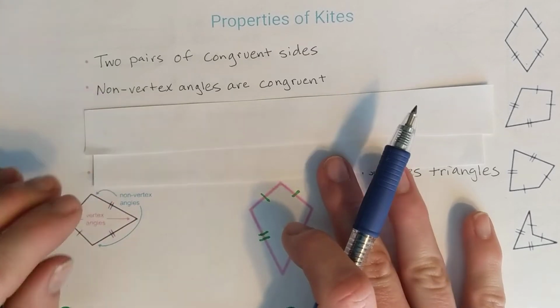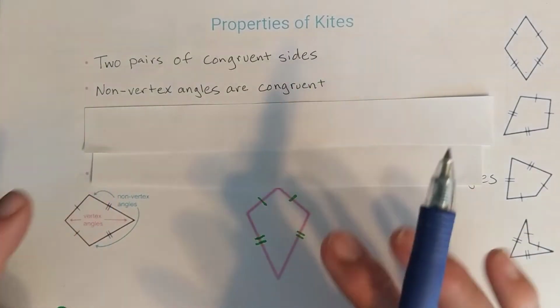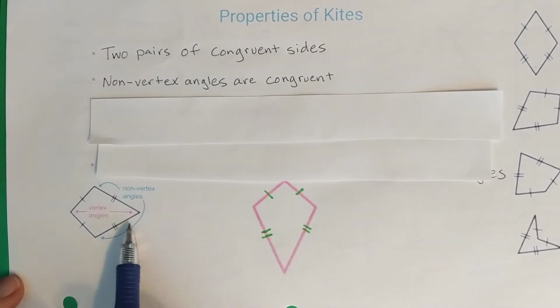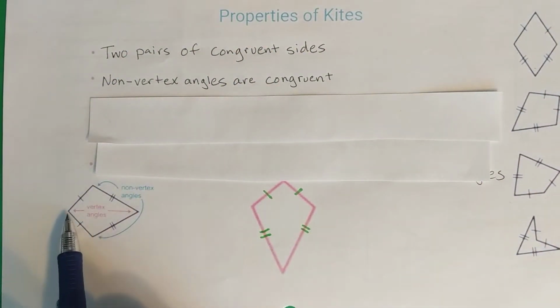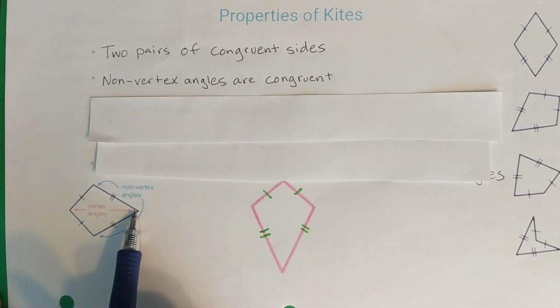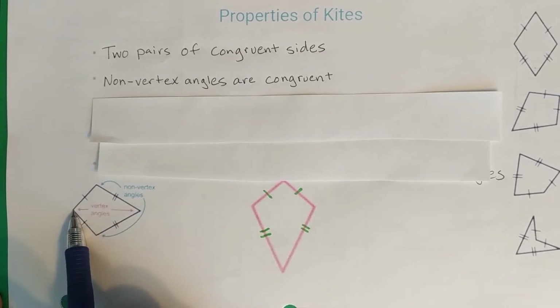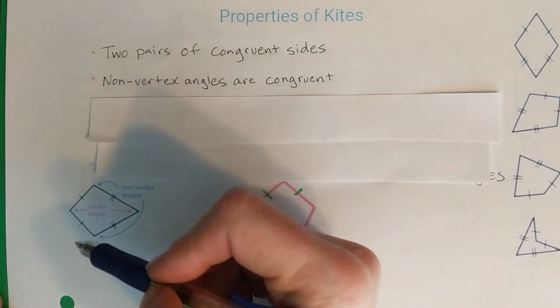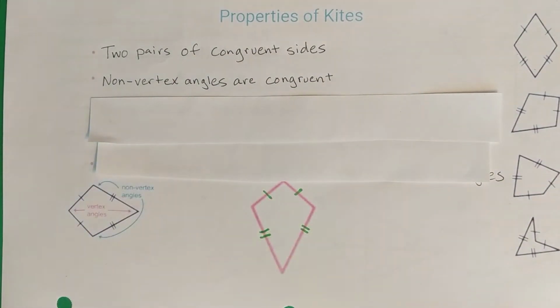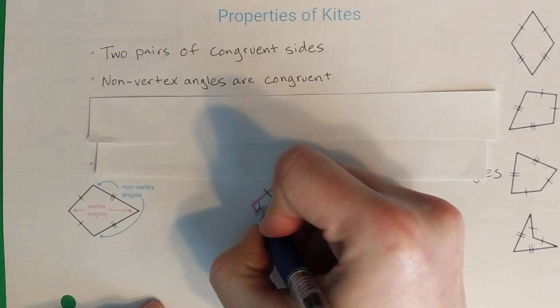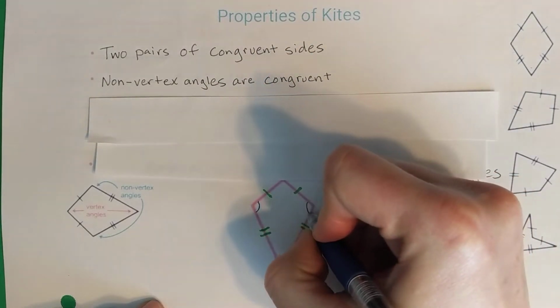Next, we have that non-vertex angles are congruent. You'll need to refer to this drawing here. This shows you where the vertex angles are and the non-vertex angles. The vertex angles are where the congruent sides come together and form an angle. And the non-vertex angles are where the non-congruent sides, the different sides, come together and form an angle. But those two non-vertex angles are congruent. So I'm going to mark that angle as congruent to this angle in my diagram.